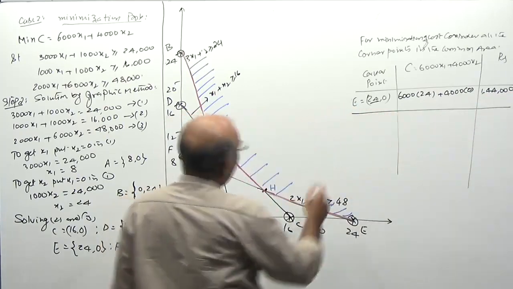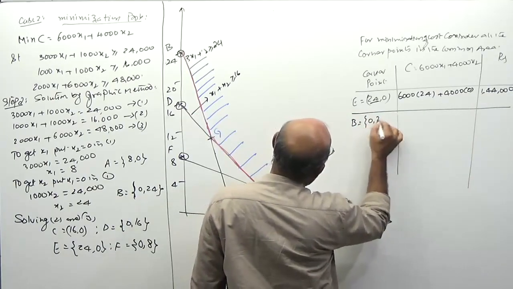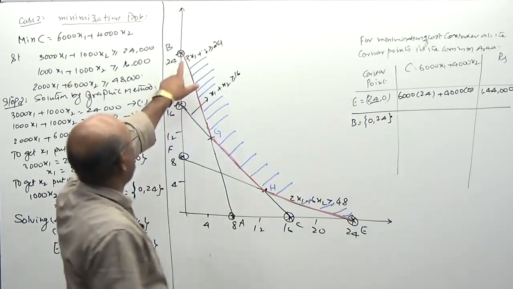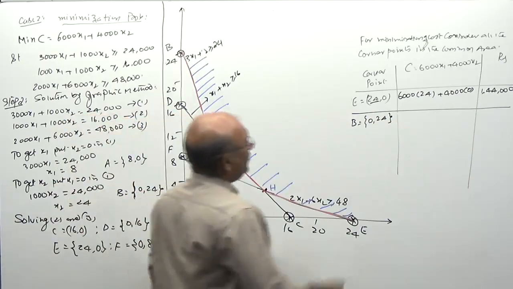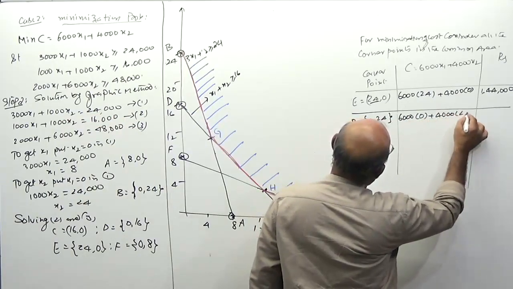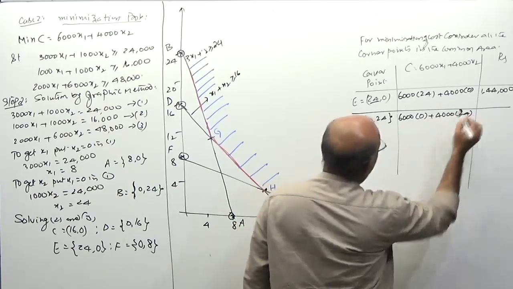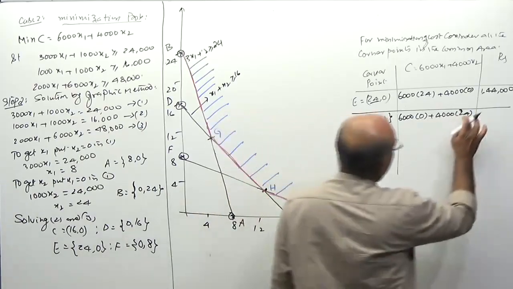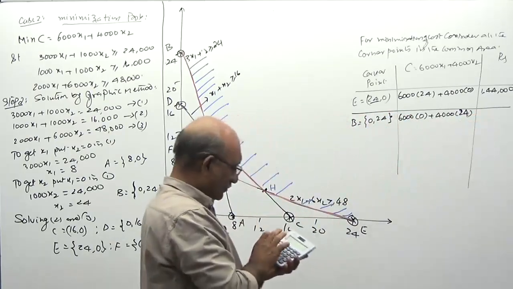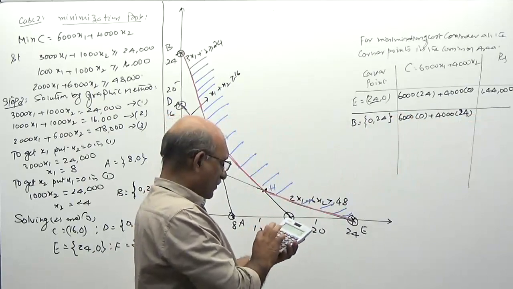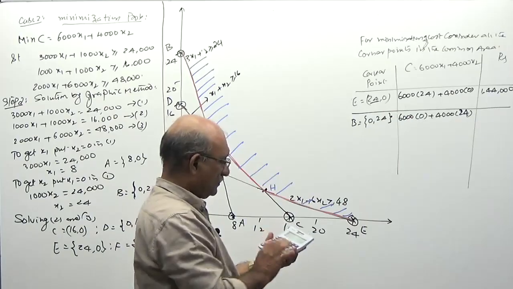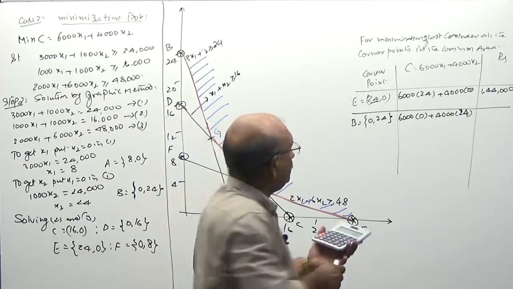Next, point B. This is 0 comma 24, B point. So this is 6000 into 0 plus 4000 into 24. This is 96,000.